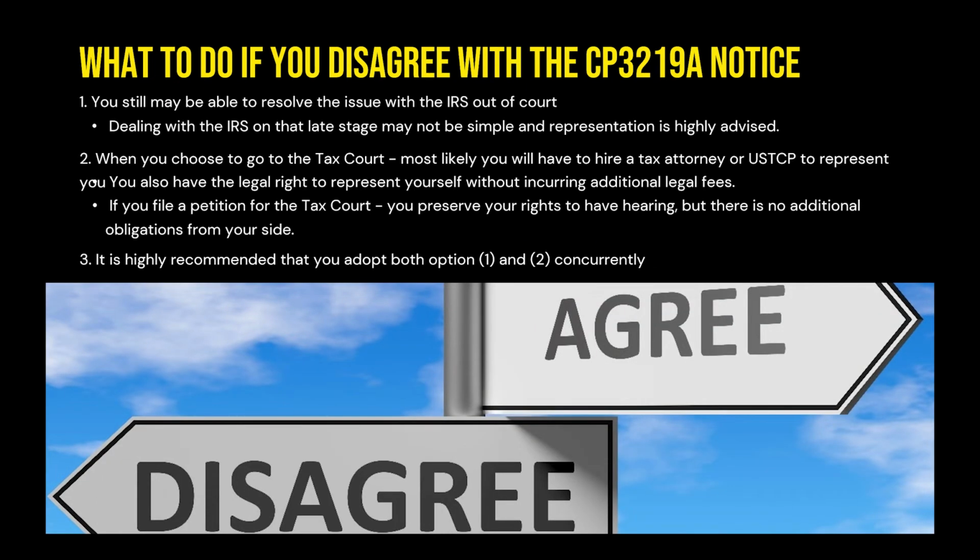So you may still be able to resolve the issue with the IRS out of court. Now, the CP3219A tells you what you need to do. It tells you how many days you have to petition the tax court. And it also tells you that you can still resolve the issue with the IRS out of court. What I would say is that if you have received a CP3219A, at this stage, it is late. And so your issue may not be that simple, and representation is highly advised. So you could hire an attorney or CPA or an enrolled agent to look into the issues for you.